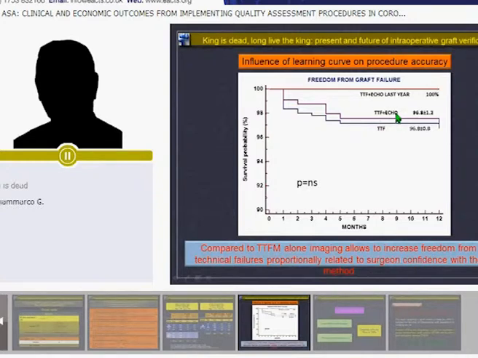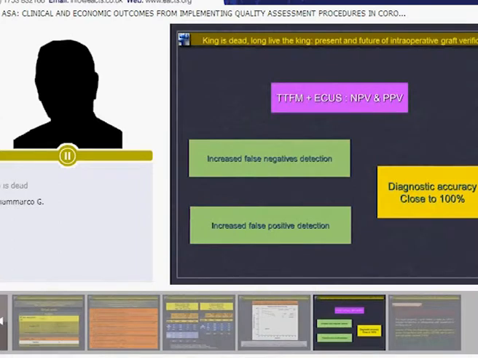And you can see, even if there's no significant difference between the 2 sets of curves, there's anyhow a trend in the behavior. I mean that compared to TTFM alone, imaging allows to increase freedom from technical failures proportionally related to surgeon confidence with the method. So at the bottom line, the use of transit time flow measurement and the echo, the high resolution imaging, is able to lead the diagnostic accuracy very close to 100%, very close to 1.